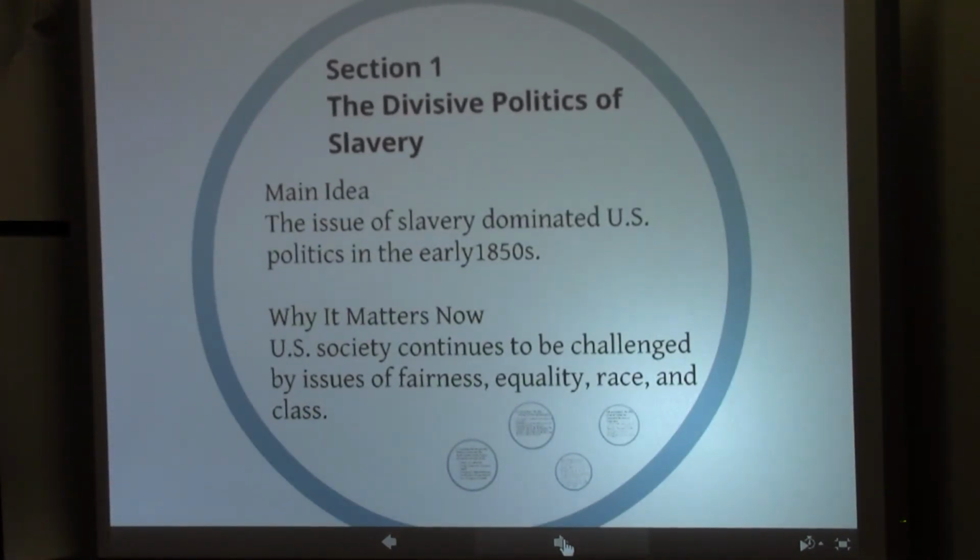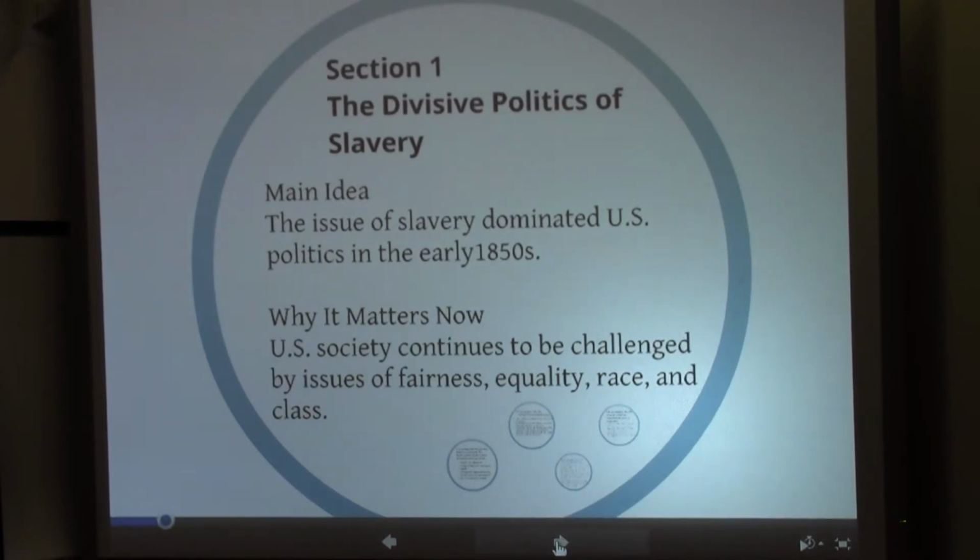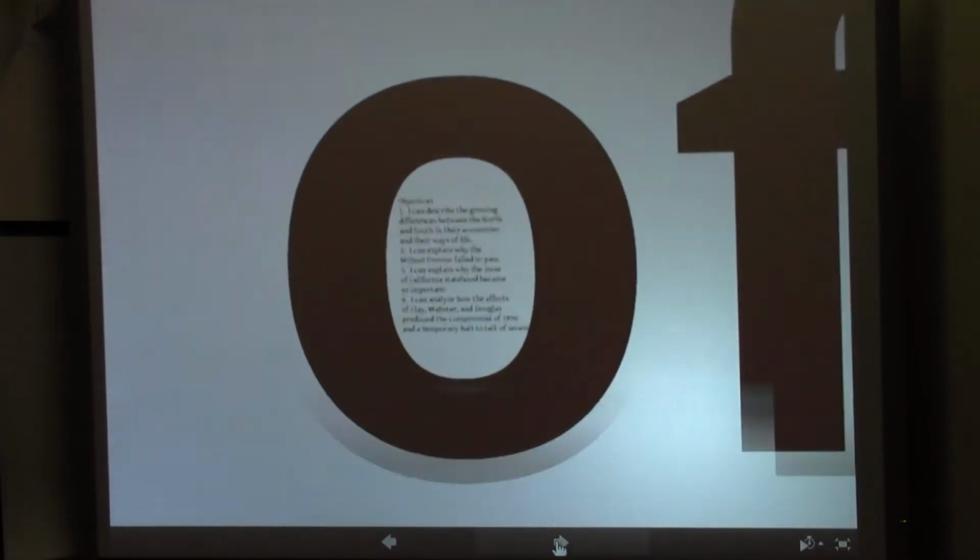Section 1 takes a look at the divisive politics of slavery. The main idea here is the whole fact that the issue of slavery is dominating U.S. politics in the early 50s. Why that's important for us to be studying now in our U.S. history class is the fact that U.S. society continues to be challenged by issues of fairness, equality, race, and class.